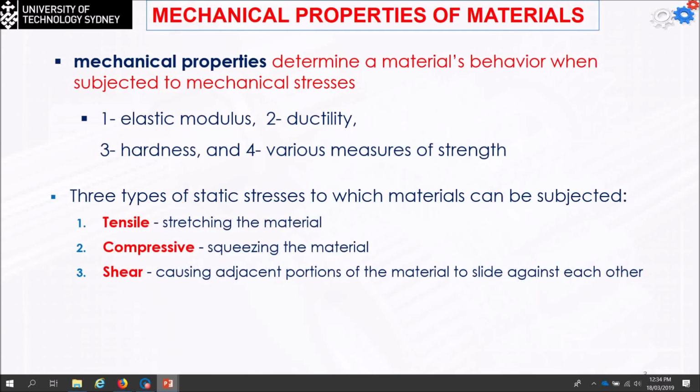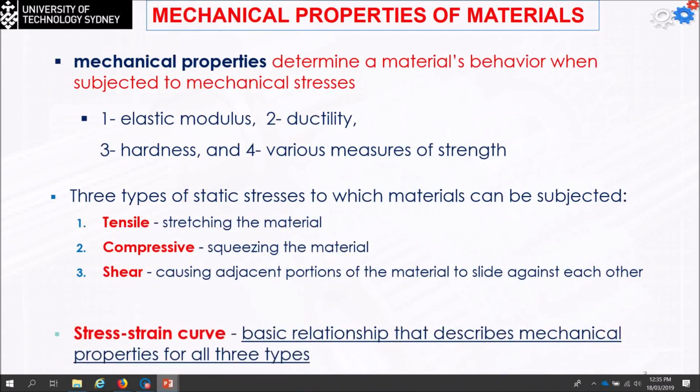It's something like when you cut paper using scissors. Actually, we do shear cutting because we have this slide, which leaves each other adjacently. The stress-strain curve is a basic relationship that describes the mechanical properties of all three types of stresses.